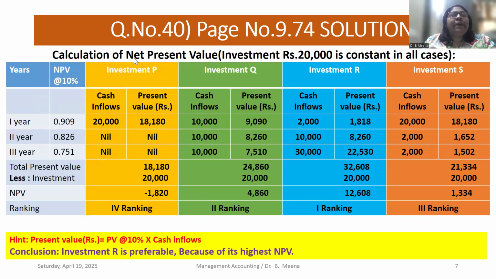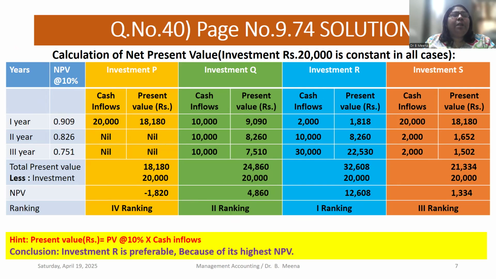I put the title: calculation of net present value. The investment cost is 20,000 for all the investments. So I mention the years in the first column, then NPV values, and I add four columns for investments P, Q, R, and S. And I write the respective cash inflows for the respective years for each investment, and then I multiply the cash inflows of each investment with the present value factor at 10%.